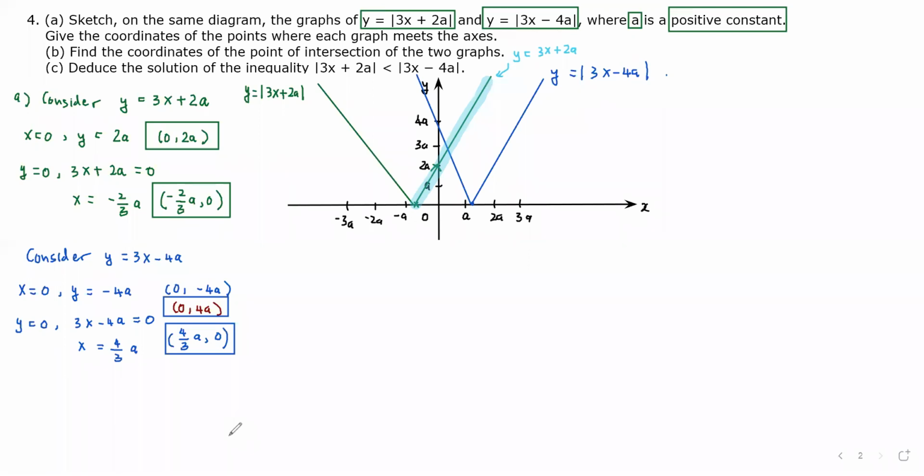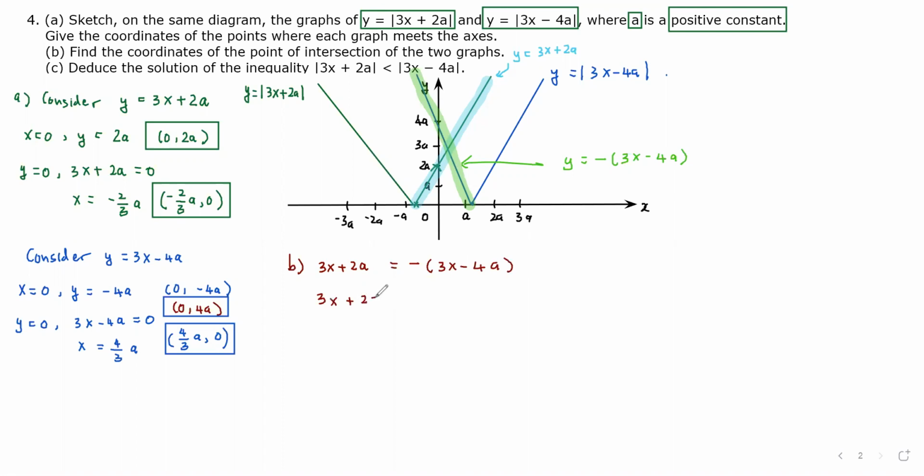And for the second part of the graph that we have here, that graph has equation y equals the negative of 3x minus 4a. This is the negative part that has been reflected. If you consider 3x minus 4a, it was supposed to be below the x-axis. When we reflect it, we add a negative here. To find the point of intersection of these two graphs, we just equate them. So we set 3x plus 2a equals the negative of 3x minus 4a.